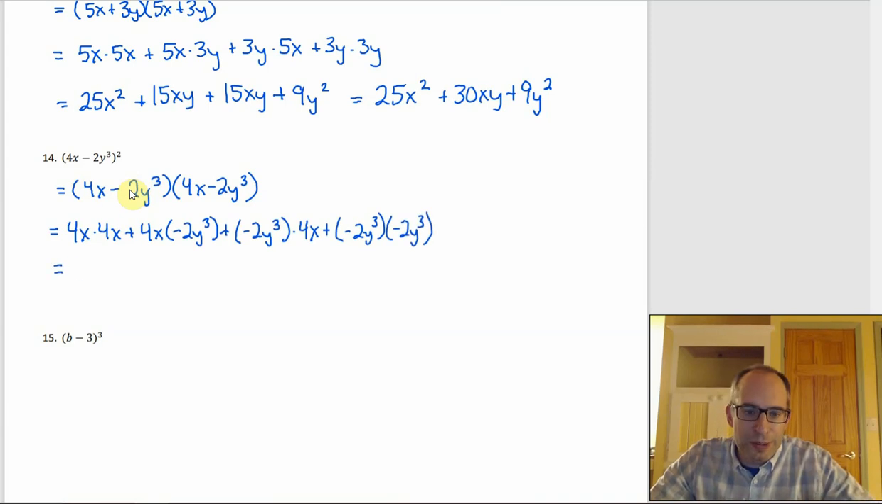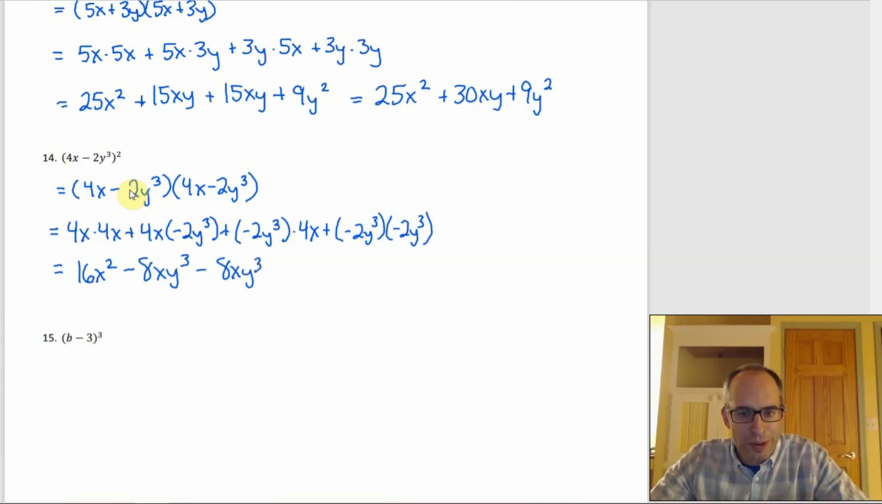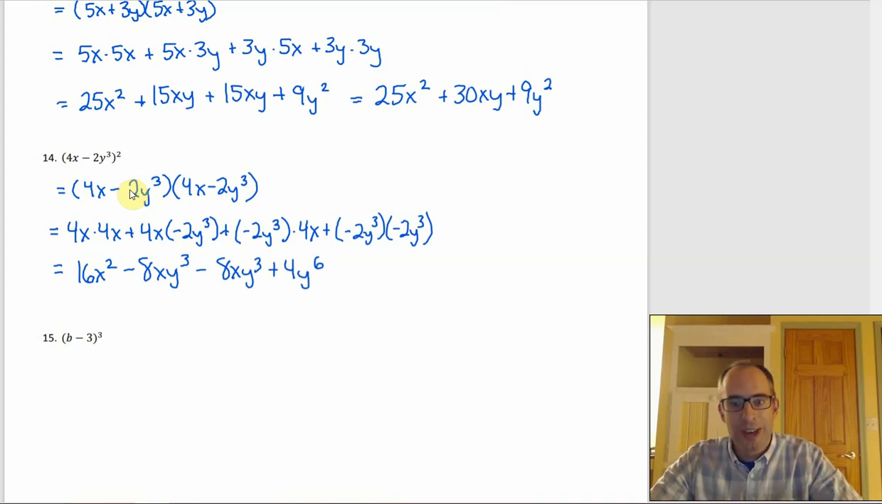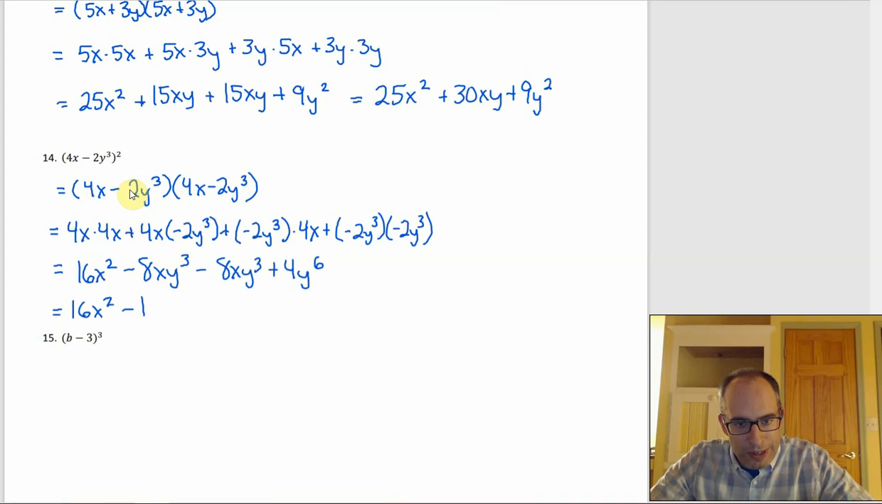And then let's see, this will be 16x squared, then minus 8xy cubed, and then minus another 8xy cubed to rearrange the variable order, and then plus 4y to the 6th, right? Negative times a negative is a positive, so that's why it's a plus 4. And then you can add the exponents, and 3 plus 3 is going to be 6. So this will be 16x squared minus 16xy cubed if you combine those two middle terms, and then plus 4y to the 6th.